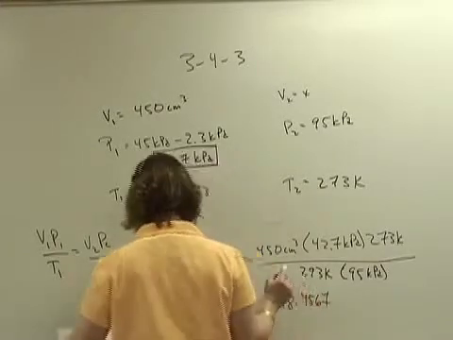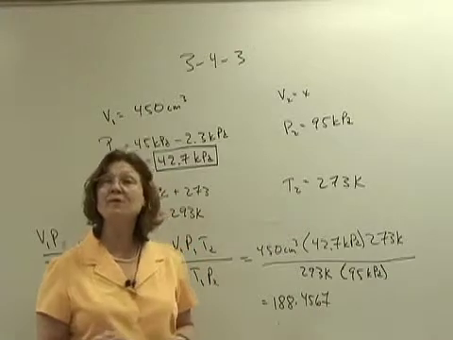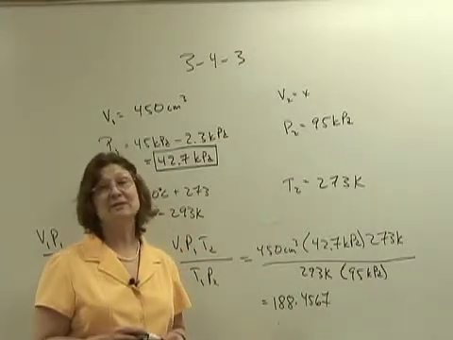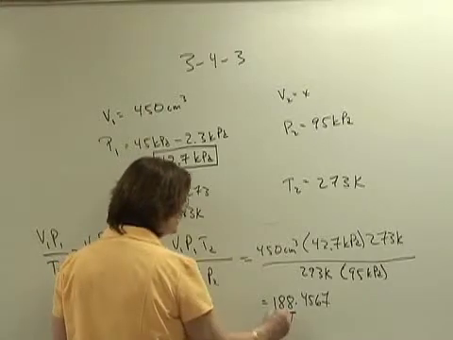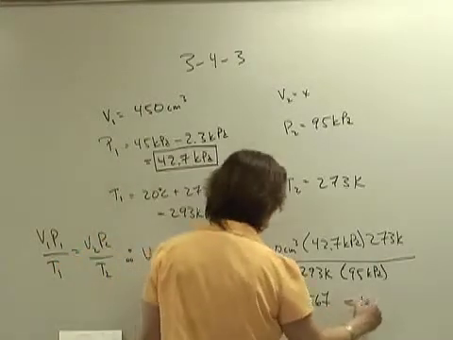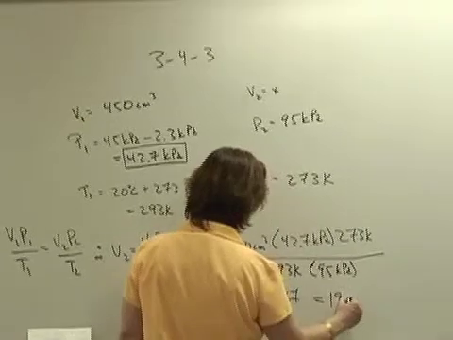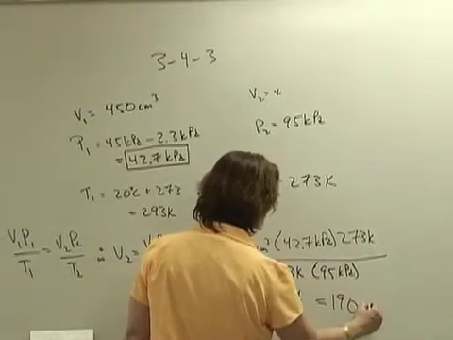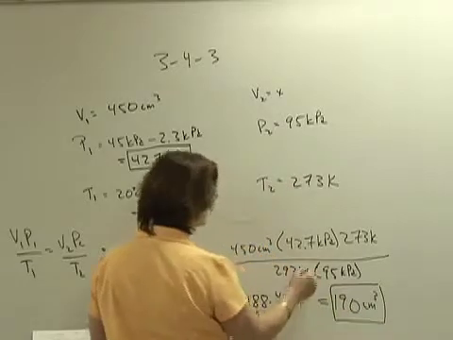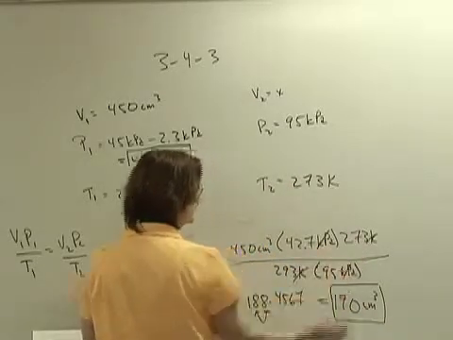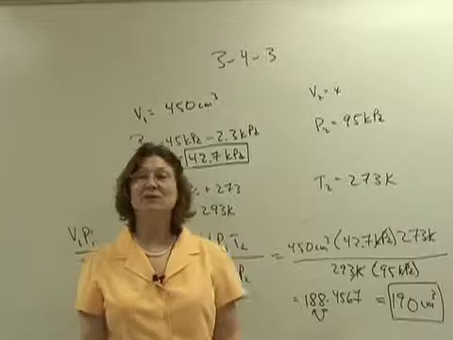Now, when I do the math here, I'm going to get 188.4567. Then I look back to my original problem, and the number with the least number of significant digits is 2. And therefore, I look at this 8, and it rounds the 8 up, and my final answer is 190 centimeters cubed. Because my Kelvin cancels and my kPa cancels, giving me centimeters cubed.